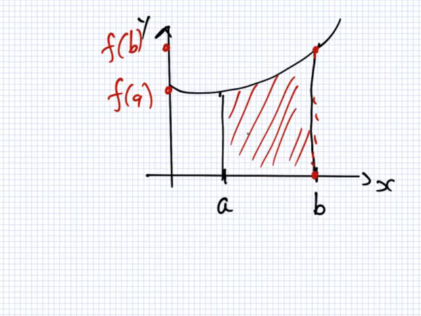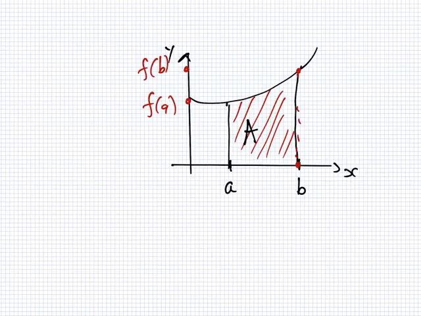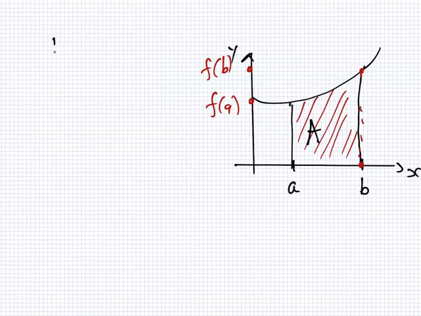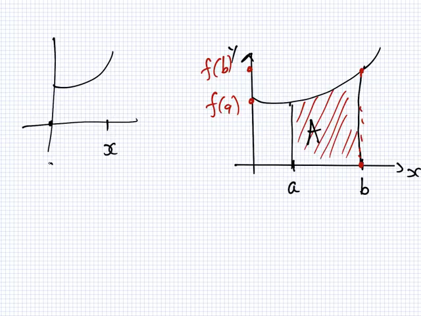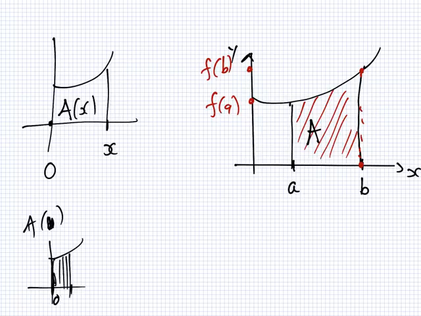Okay, so I'm looking to calculate the area here. So, what I'll do to try and help me get that is I'll make a special function here. I'll call this x, and this is 0. And I'll call this function a of x. So, for example, if I say a of 0, what that means is no area. If I say a of 1, that means the area from 0 to 1. And then a of 2 would be the area to 2, for example.